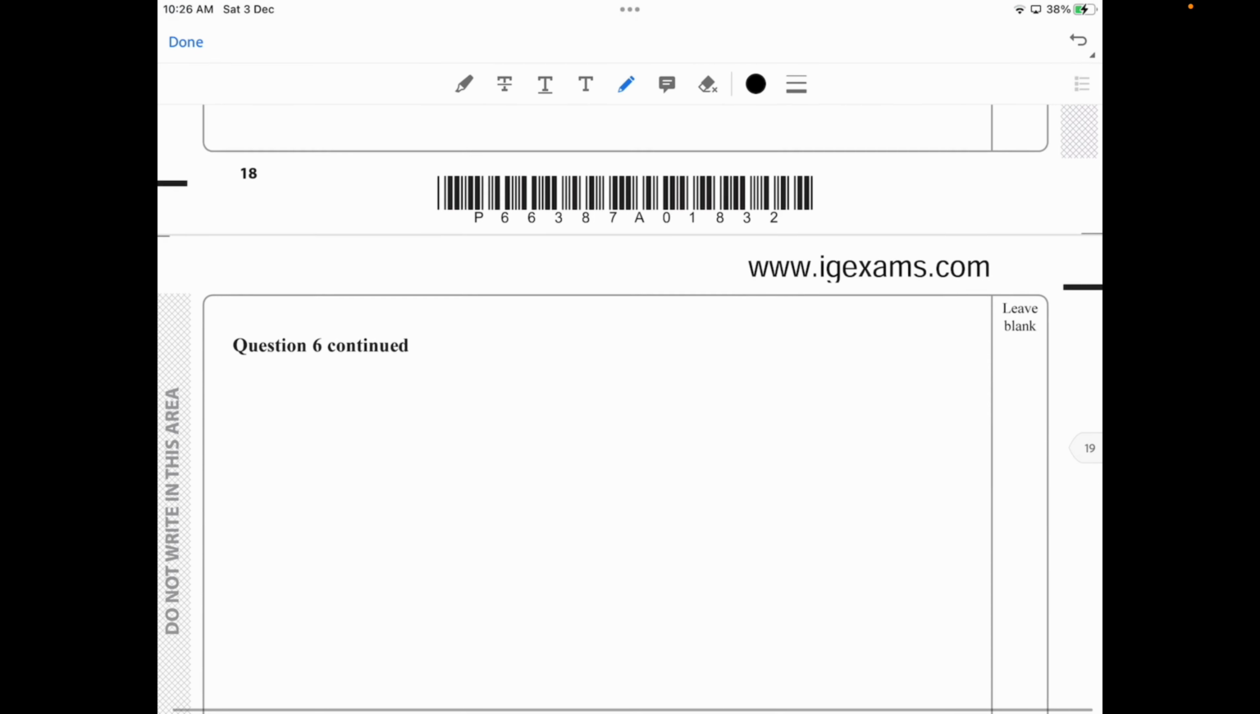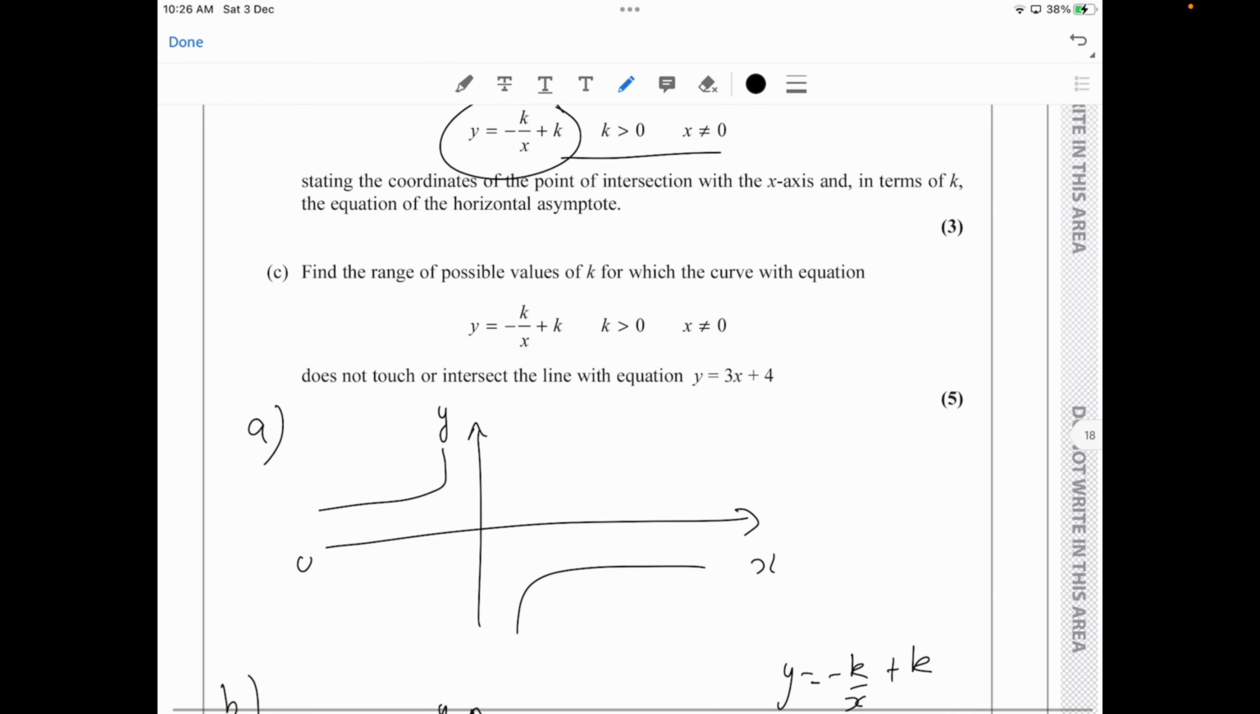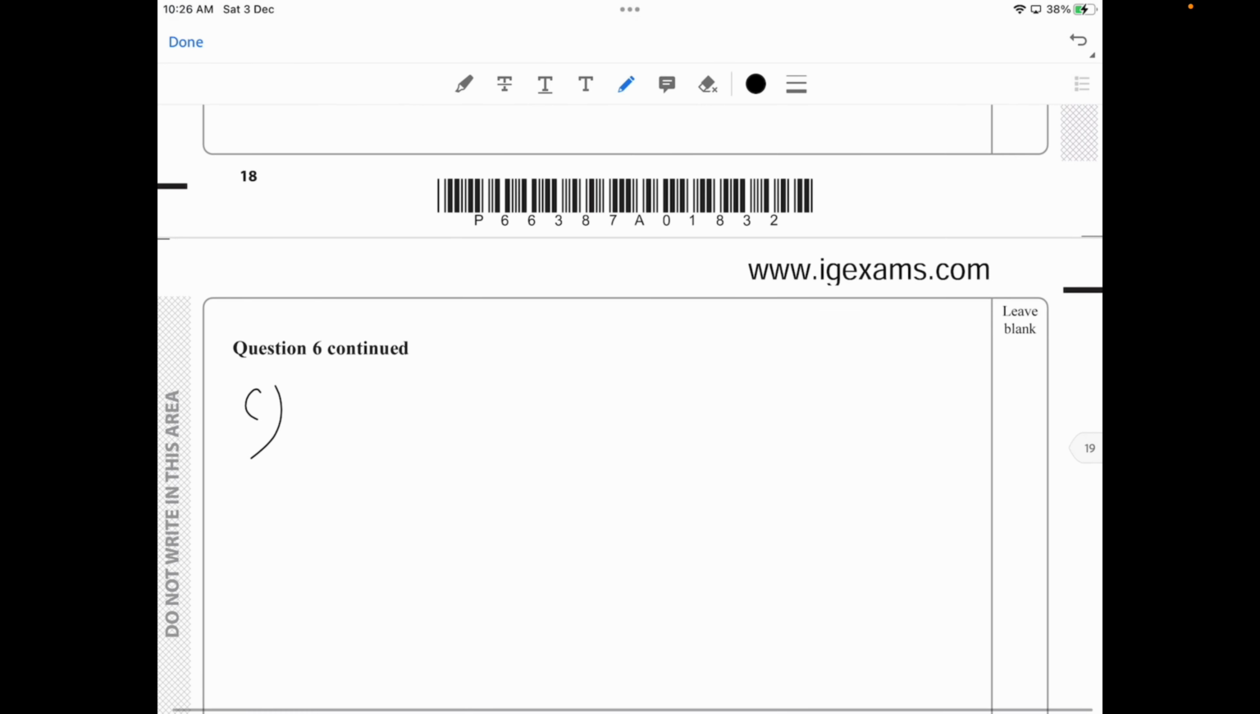Alright, let's move on to question C. Question C is to find the range of possible values of k for which the curve with equation does not touch or intersect the line with equation y is equivalent to 3x plus 4. Since there is no intersection, that means there are no real roots, and using the discriminant concept, b squared minus 4ac should be less than 0. This is the condition for no real roots.